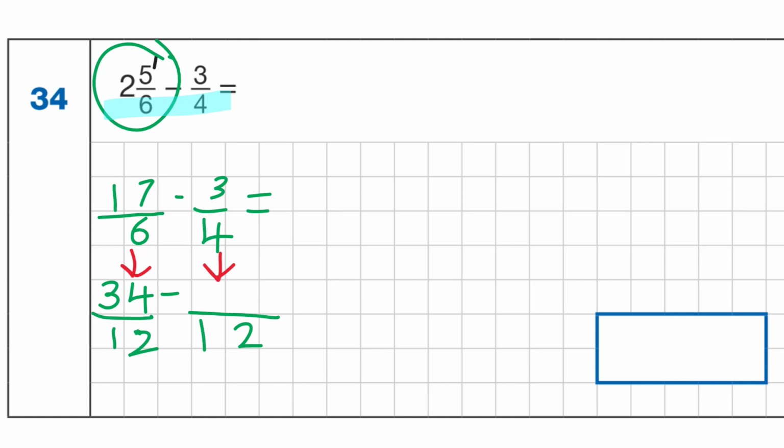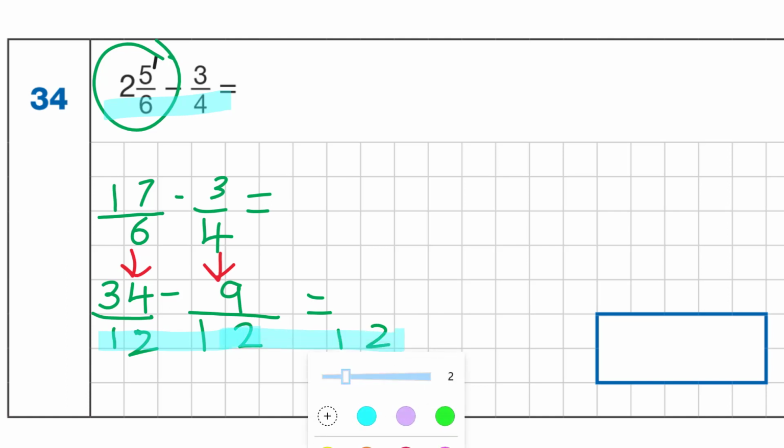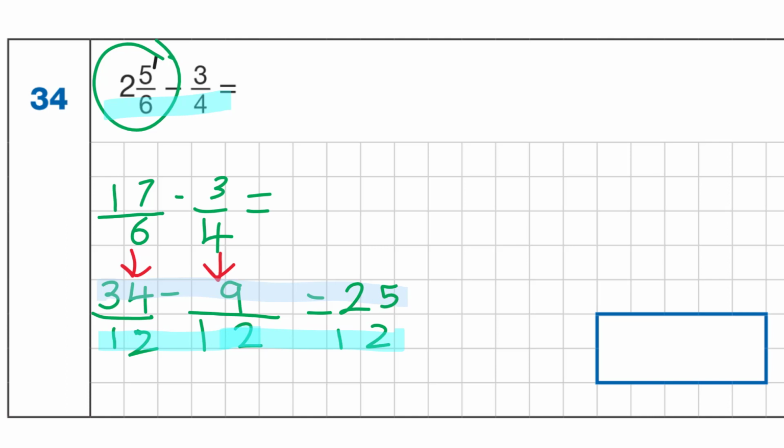My 4 needed to triple to make 12. So my 3 is going to triple to make 9. 9/12 is equivalent to 3/4. What I now have is the same denominator, and I also don't have any whole numbers there. My mixed numbers become an improper fraction. It's going to be a lot easier to subtract now. So I know that my denominator is going to stay the same because that stays the same all the way through. So all I need to do now is just do a subtraction. Just 34 subtract 9. And 34 take away 9 is 25.